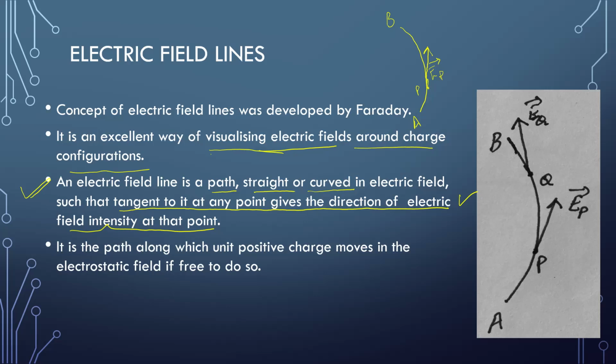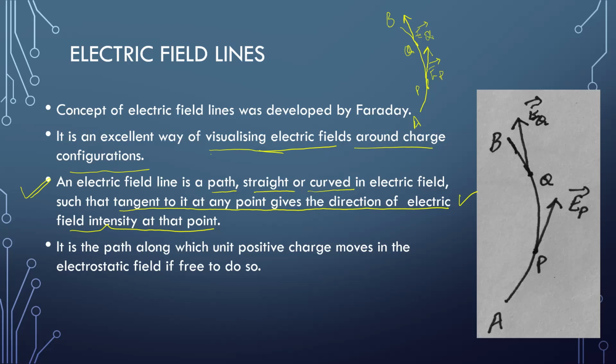So it's a field line. A field line is a path, straight or curved, in an electric field, such that the tangent to it at any point gives the direction of the field intensity at that point. Suppose I take another point Q over here. Now at this point Q, what will be the tangent to this field line? This will be the tangent, right? And I denote this tangent, let us say, by EQ vector, right?